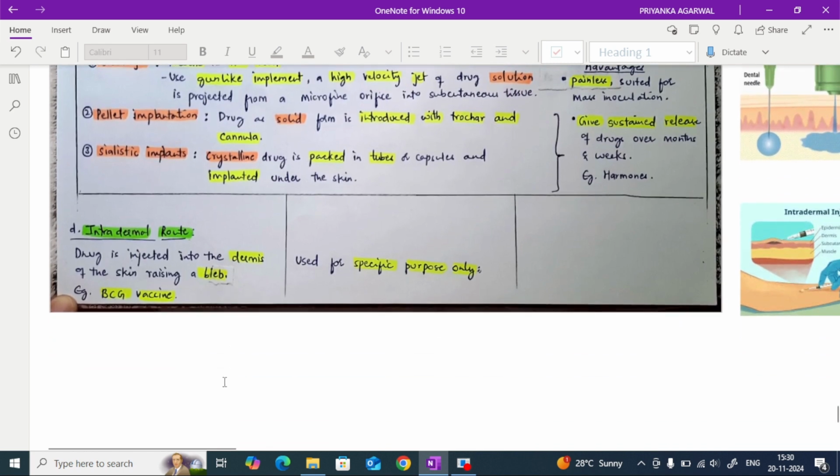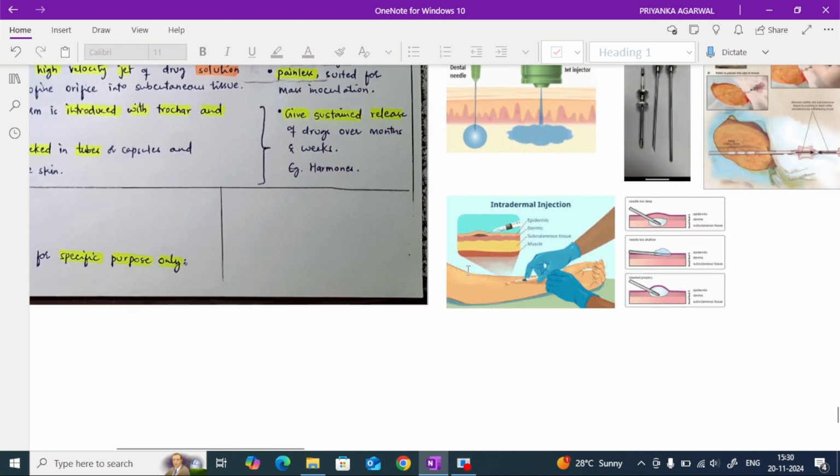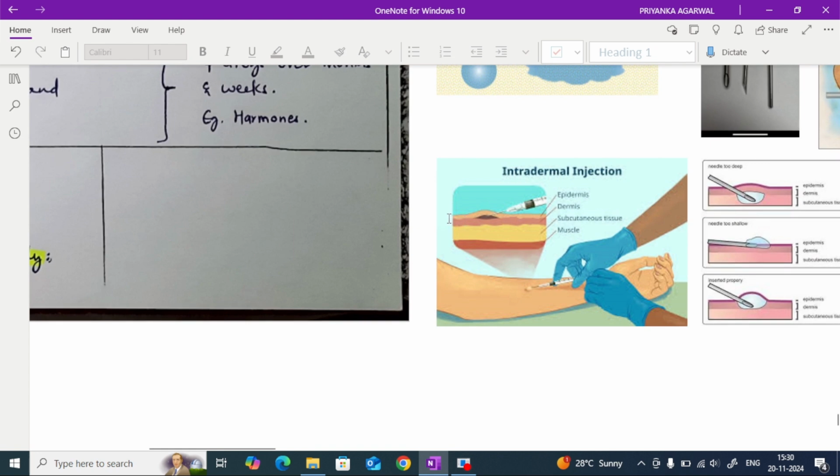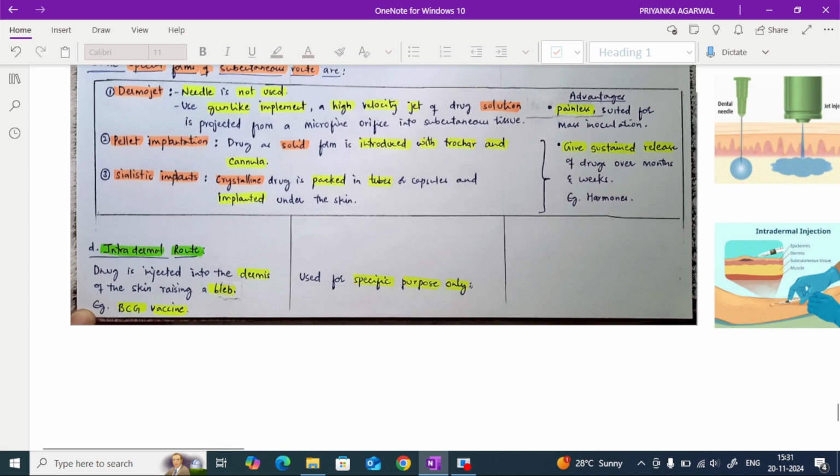Now come to the intradermal route. The drug is injected into the dermis of the skin, raising a bleb. What do you mean by the dermis of the skin? You can see this diagram. The upper layer is the epidermis and the lower layer is the dermis. The drug is injected into this dermis. When you inject it into the dermis, the upper layer of the skin is raised. That is nothing but a bleb. So the drug is injected into the dermis of the skin, raising a bleb. We use this route for the BCG vaccine, and it is used for specific purposes only.